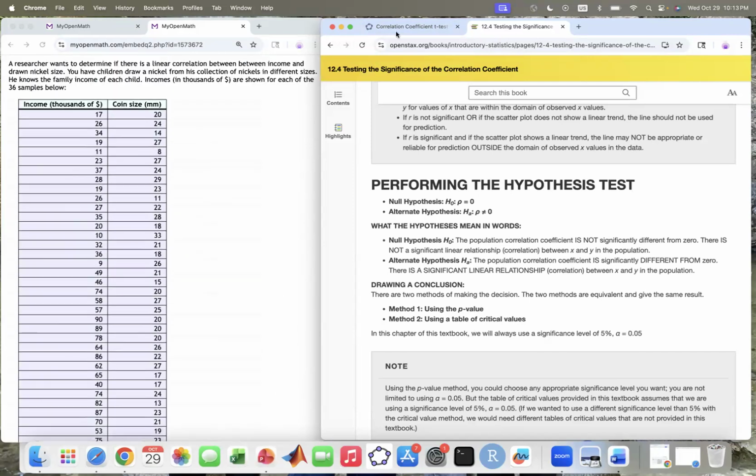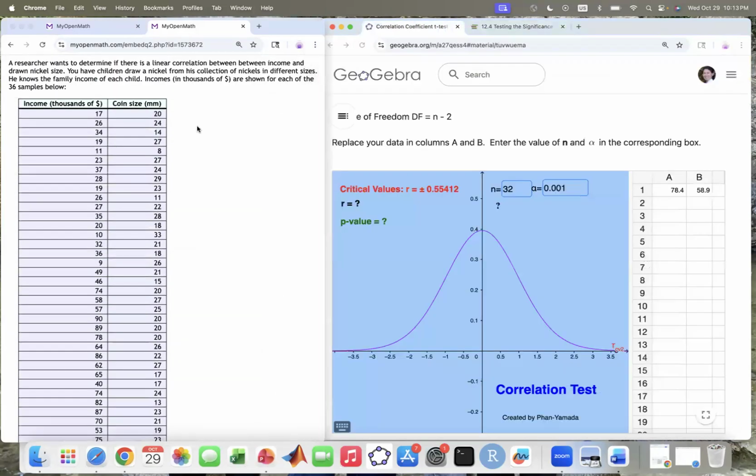Let's read the question. A researcher wants to determine whether there is a linear correlation between income and the nickel size children draw. He has children draw a nickel from his collection of nickels in different sizes. He has a sample of 36 from 36 country collected, and he knows the income of each child's family, in thousands. For example, 17 means 17,000. And then he has the child draw the sample.